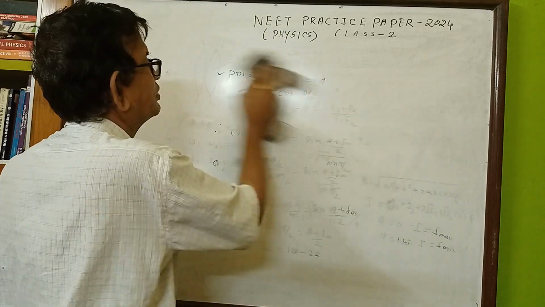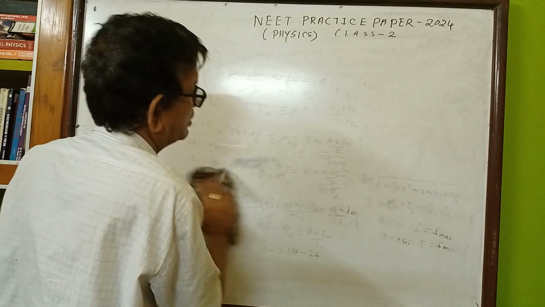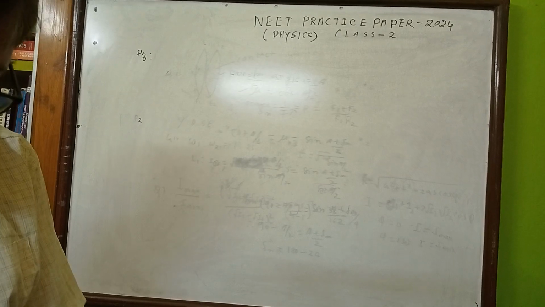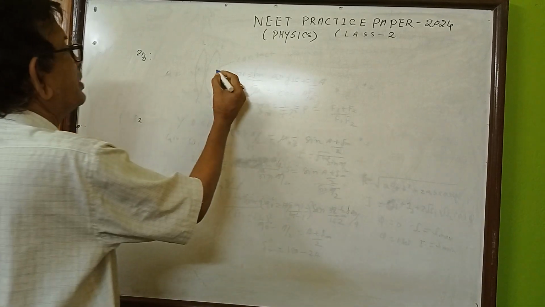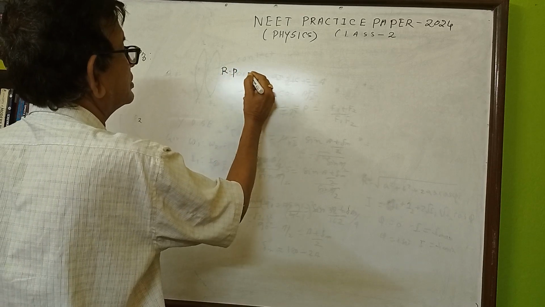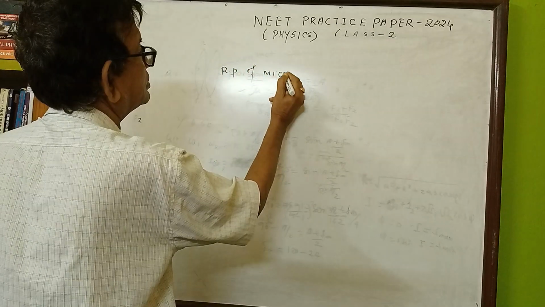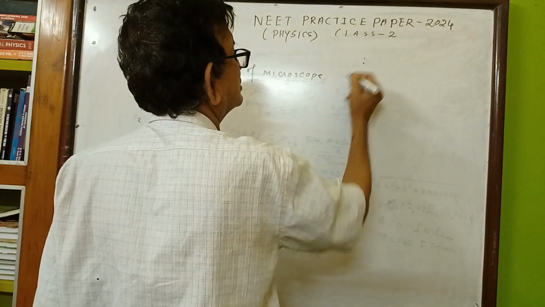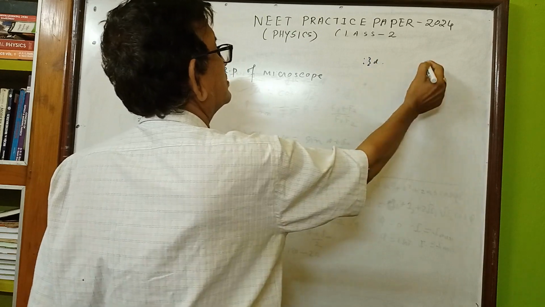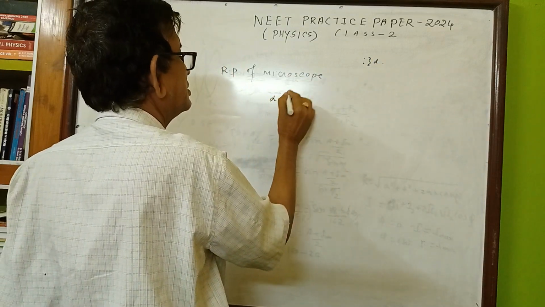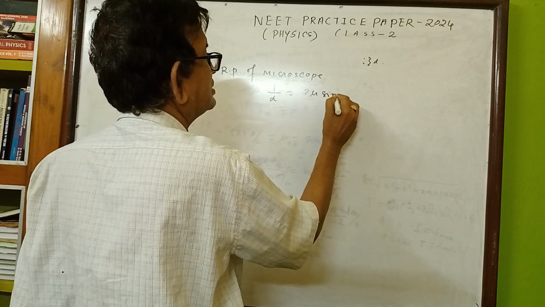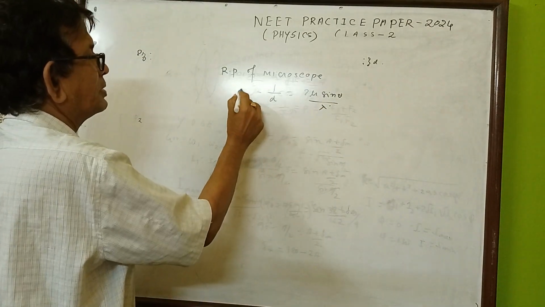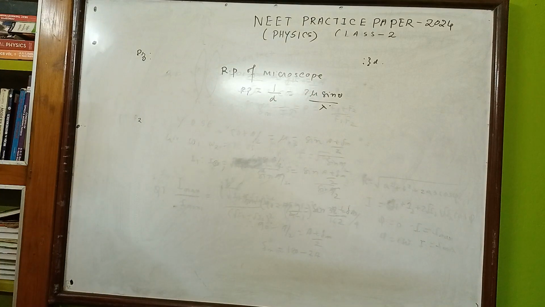Next, sum number 4 I am doing. What is sum number 4? It is about the resolving power of a microscope. Write down this formula. These are two points with separation d. Then for the microscope, you get 1 by d equal to 2 mu sine theta by lambda. This is the resolving power, so the resolving power is 2 mu sine theta by lambda.